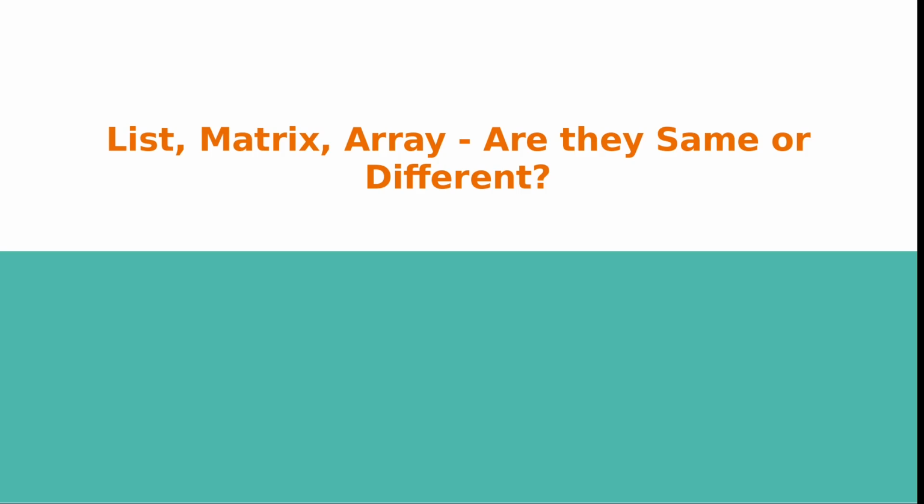The question is, we've seen lists in Python, and I'm sure you have come across what a matrix is in your mathematics classes, and then arrays, which are basically multidimensional matrices. The question then is, are these the same? Are they the same? Are they different? If they are the same, how are they similar? And if they are different, what makes them different?